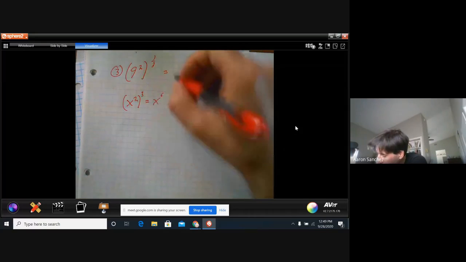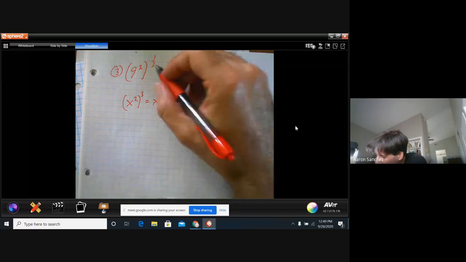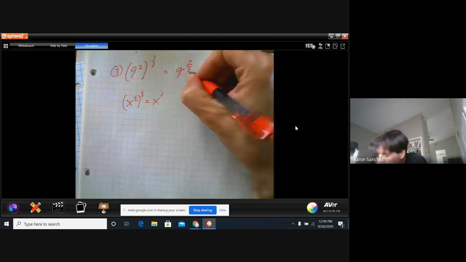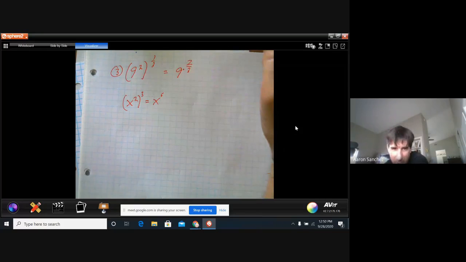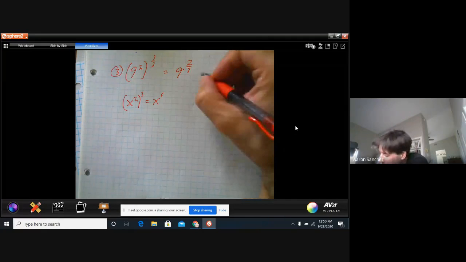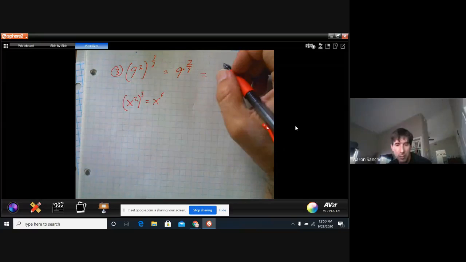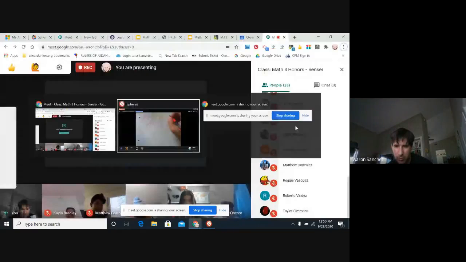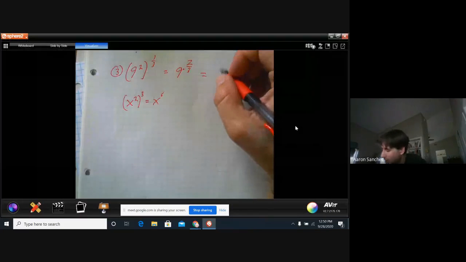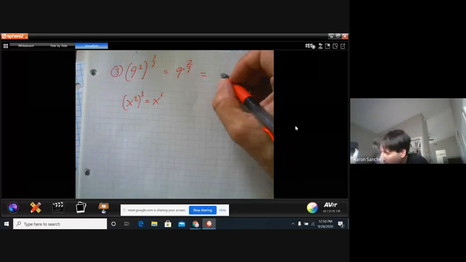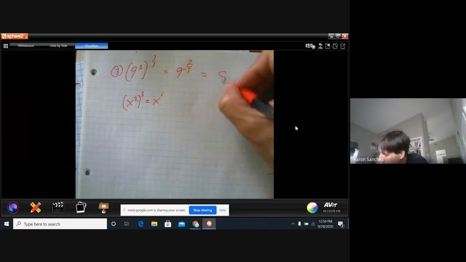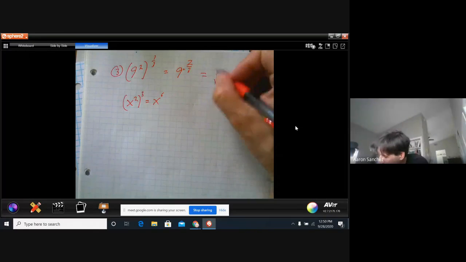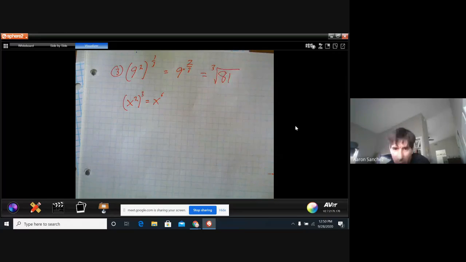Now you could write this as you multiply 1/3 times 2 is 2/3. That doesn't really simplify it, but I want to make sure you understand that. So yes, this is right. Who said 81? I think it was Kayla. Very good. 9 to the second is 81. She's right. But now I get the cube root of 81.